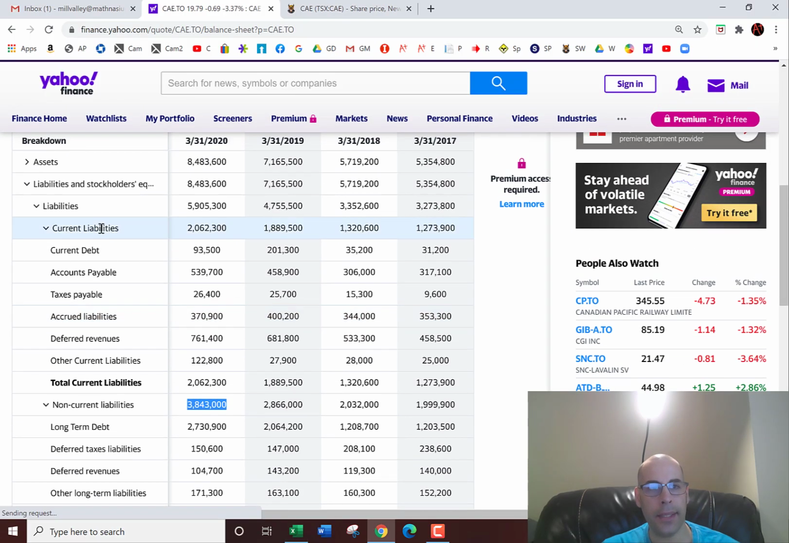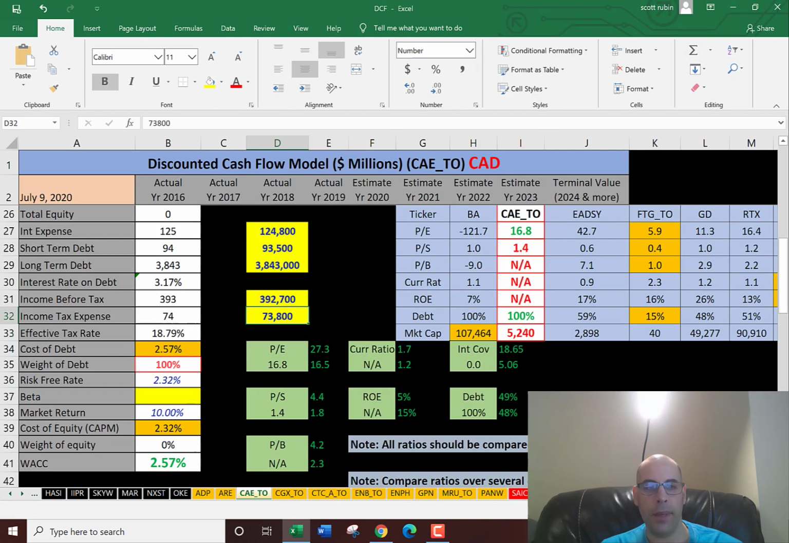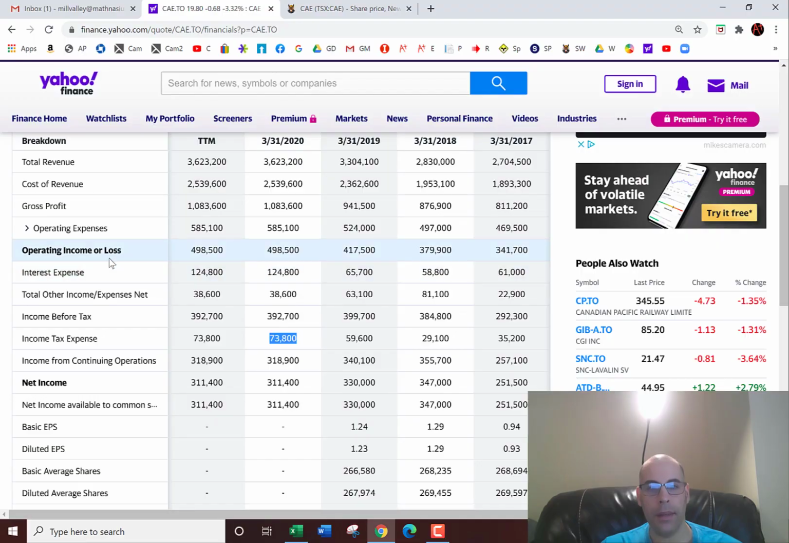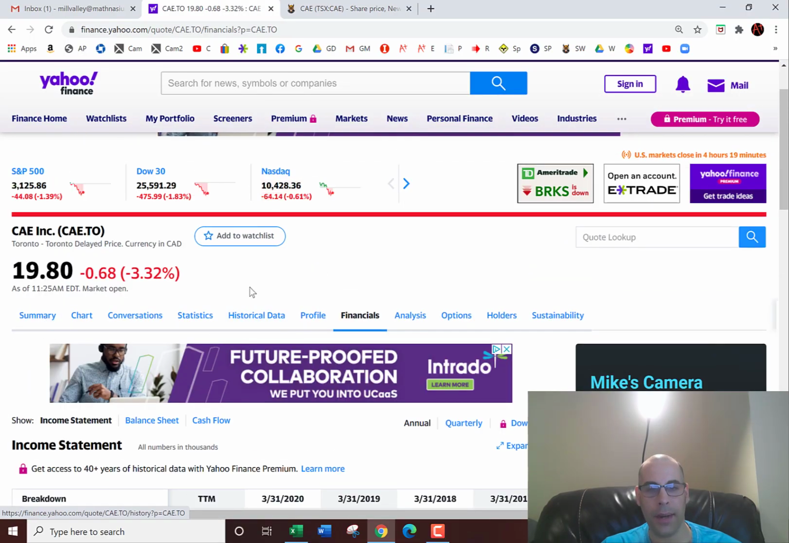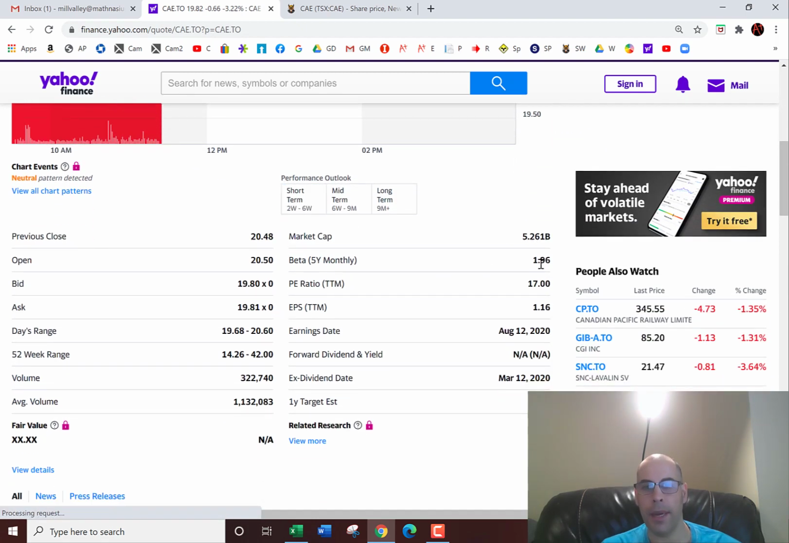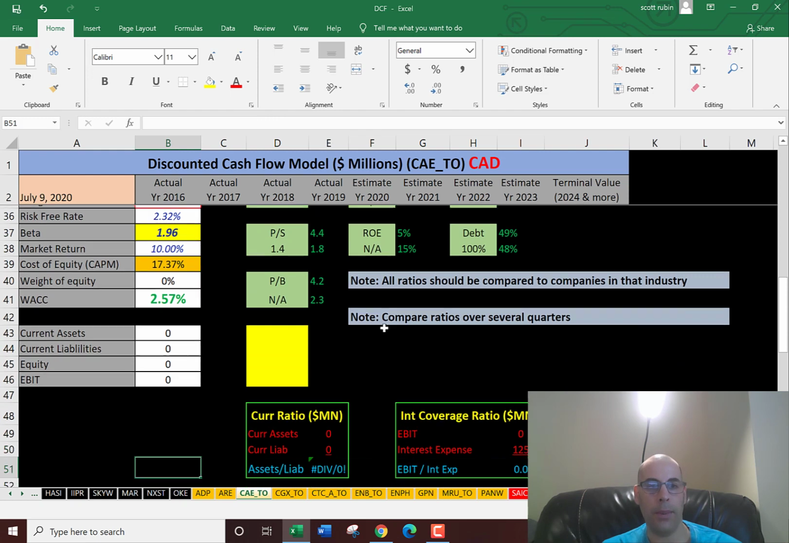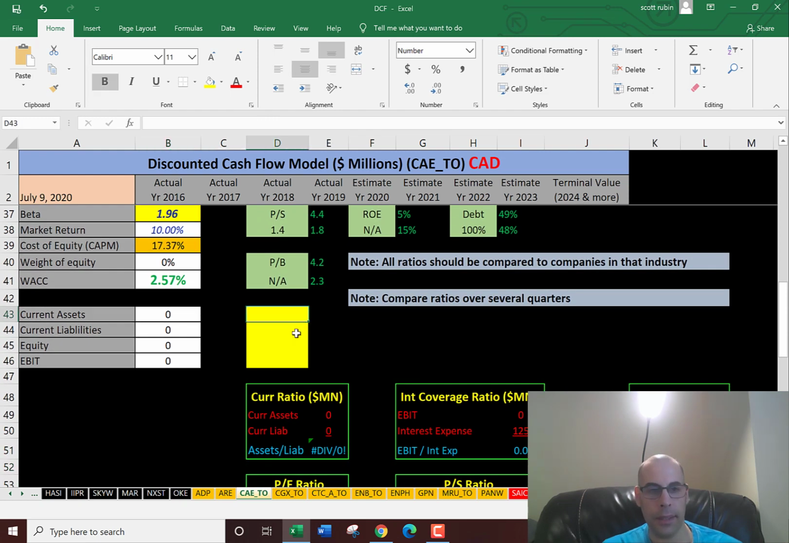Since interest payments are tax deductible, let's get their effective tax rate. They have $400 million of income before tax, and they pay $74 million in taxes, so their effective tax rate is 19%. The cost of debt is 2.6%. Let's get the cost of equity. We need the beta. The beta is how much the stock moves relative to the entire market. So if it's a beta of 1, that means the stock moves with the market. This has a beta of about 2, so the stock moves twice as much as the market. So if the market goes up 10% over the course of 1 year, this stock should go up 20%. And if the market went down 10%, this stock should go down 20%.